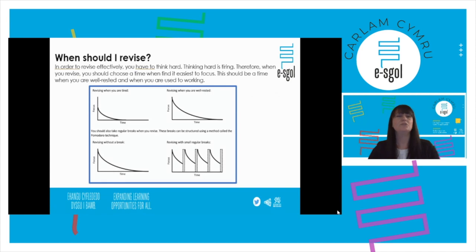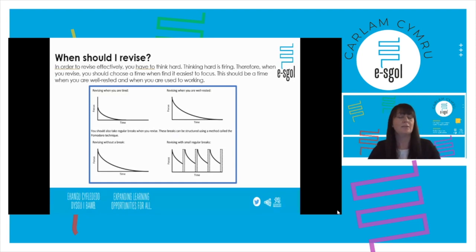Now, basically, in order to revise effectively, you have to think hard. And thinking hard is very, very tiring. So when you do revise, you need to choose a time when you find it the easiest to focus. And it should be a time when you're well rested and when you are used to working. Personally, for me, that's in the morning. I always find that I'm more switched on. I'm ready to take in information in the morning. In the evening, I tend to be a little bit more tired and I lose my focus a lot easier. Other people prefer evening revision. It is entirely up to you.